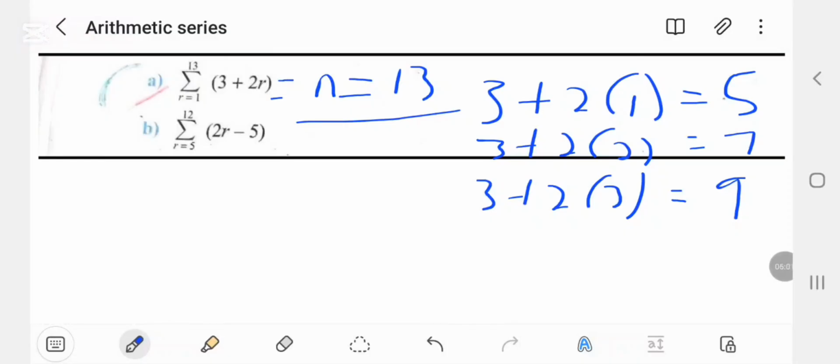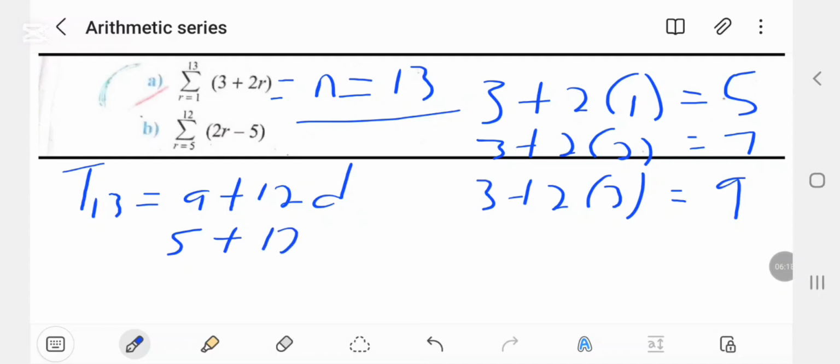Do we have the last term? We can get the last term by saying T13. T13 is equals to A plus 12D. A is 5. So we know the last term is the 13th term. So we need to find the 13th term, which is the last term. Now D is 2.